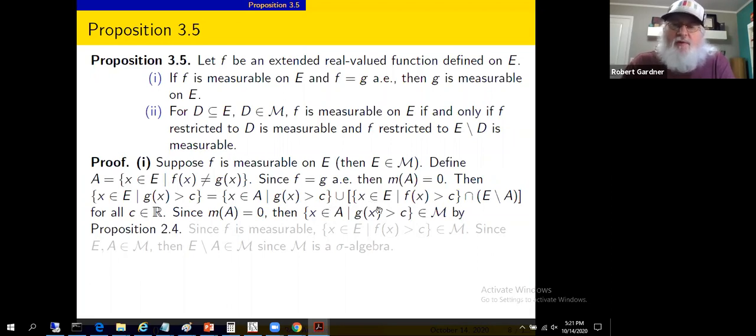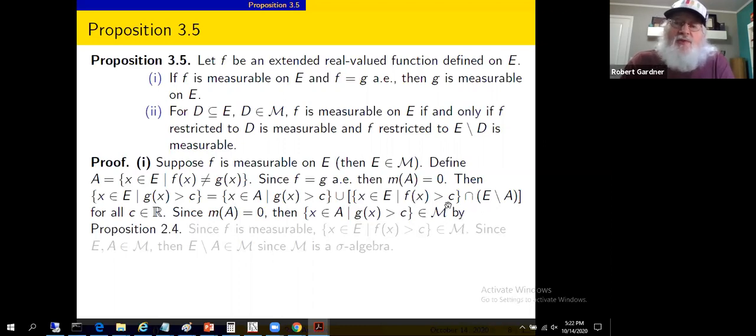Let's union that with the x values in E such that f of x is greater than c. So this includes all of the places where f of x is greater than c. What's g of x doing there? Well, the same thing f is, except on those points in set A where f and g are different. So let's remove those. Let's intersect this with E set minus A. So this keeps the x values where f of x is greater than c, and f and g are the same.